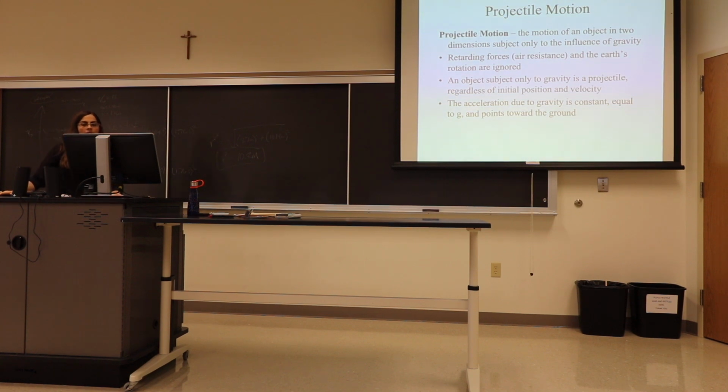So an object that is subject only to gravity is a projectile, regardless of what its initial position is, whether it starts at the ground or starts up high and is dropped, and its initial velocity. Just like for free fall, we could throw it up, we could throw it down. As long as gravity is the only thing acting on it, the acceleration is due to gravity. In projectile motion, we have similar ideas. The acceleration in the y is going to be due to gravity, and there's going to be no acceleration in the x.